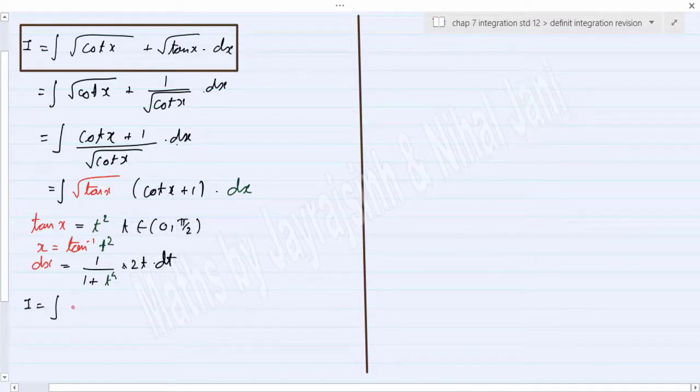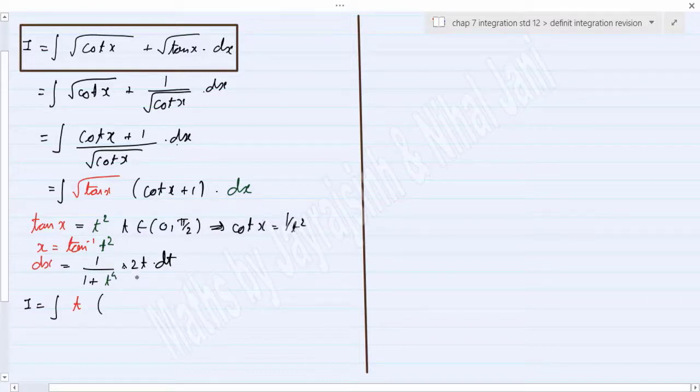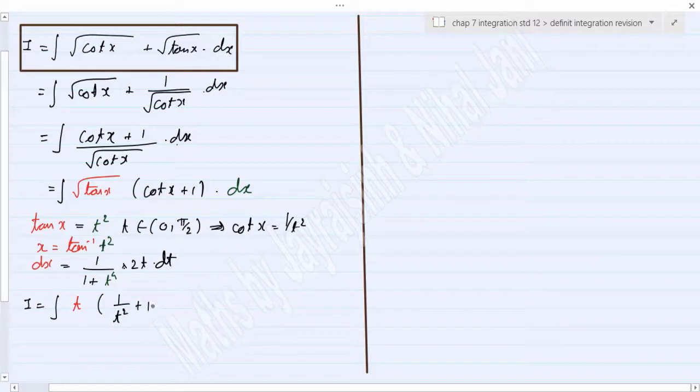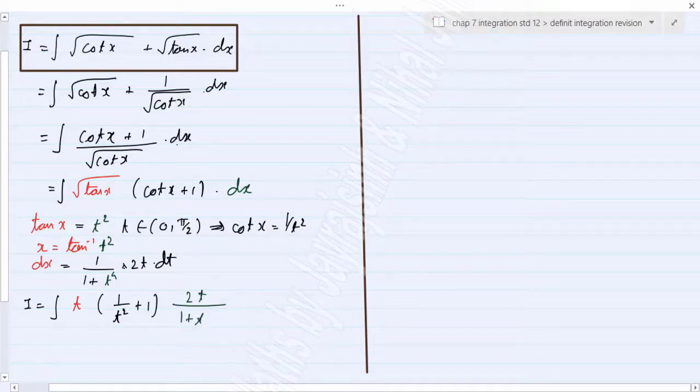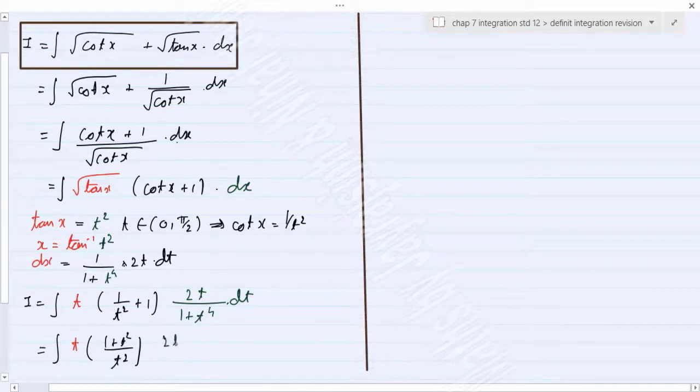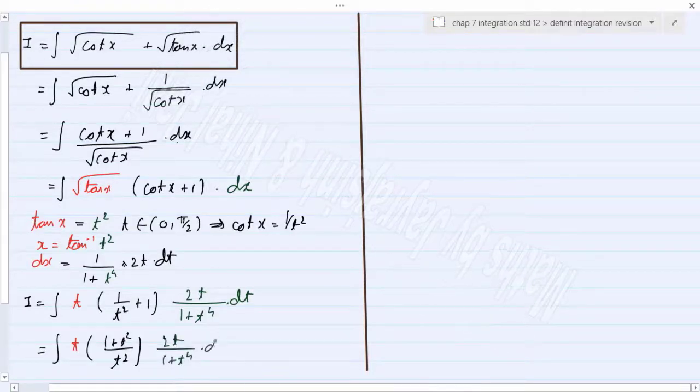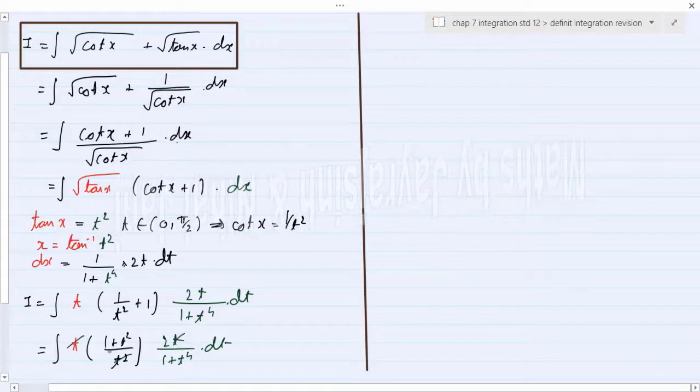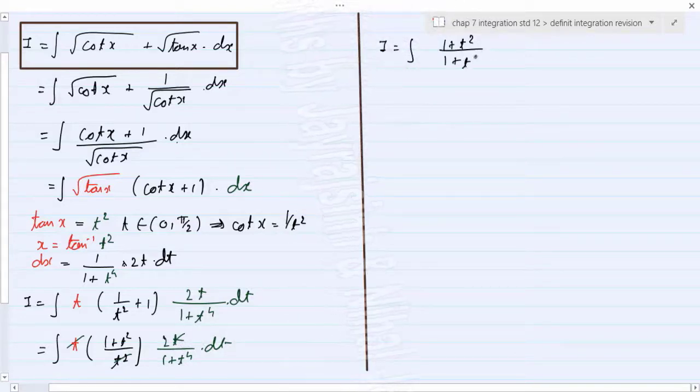This root tan x will become your t, and this cot x is the reciprocal of tan x, so we can say 1 upon t square. So this will become 1 upon t square plus 1, and your dx is 2t upon 1 plus t raised to 4, dt. This t will be as it is. Take LCM, you will get 1 plus t square upon t square. Again, 2t upon 1 plus t raised to 4 will be as it is. So this t into t square will cancel out, and our integration will be 1 plus t square upon 1 plus t raised to 4.